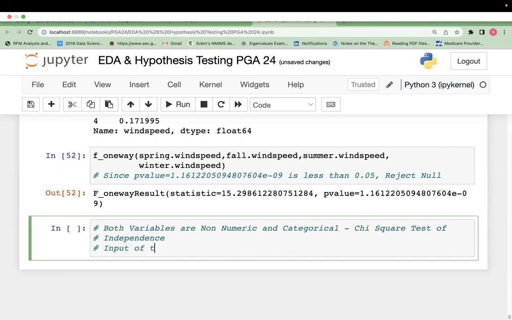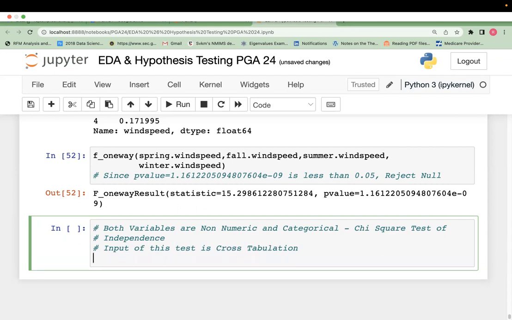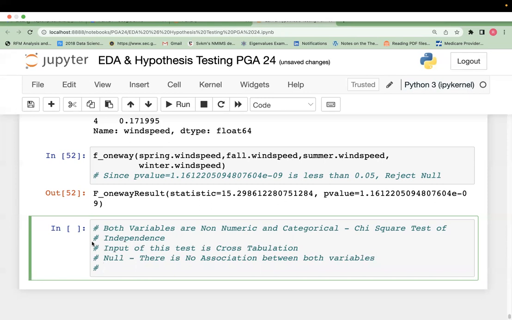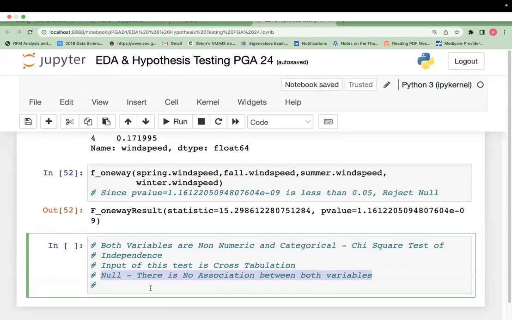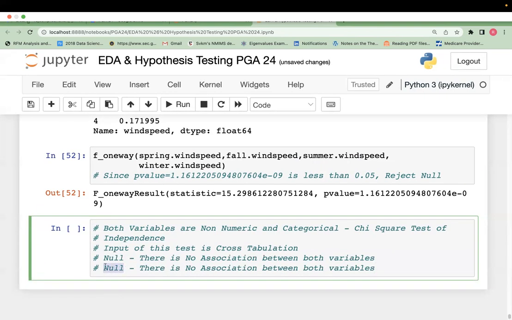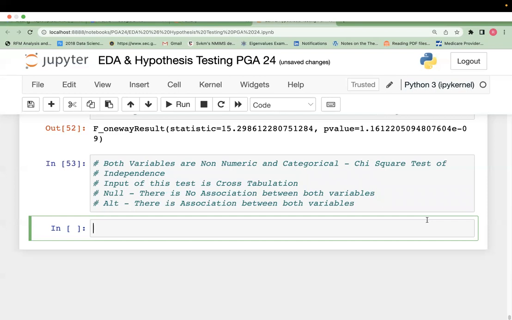The input of this test is cross tabulation. The null hypothesis for this test is there is no association between both variables. Alternate, same statement, remove the word no: there is association between both variables. Null is no association. Alternate is association. Same p-value based interpretation.